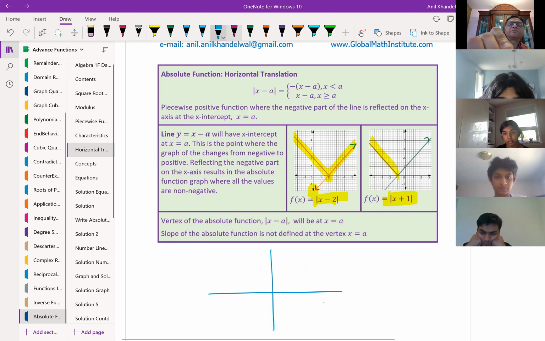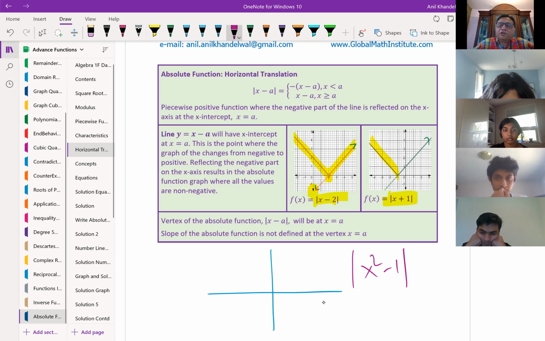Another test question. Absolute value of x square minus 1. If I had to sketch this graph, how will I sketch this graph? Please tell me. Ankita, tell me, how will you sketch the graph of x square minus 1 absolute function? Ankita, are you with me? Okay, Mohammed, tell me, how will you sketch x square minus 1 absolute value?